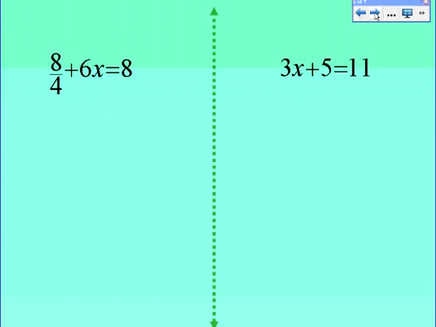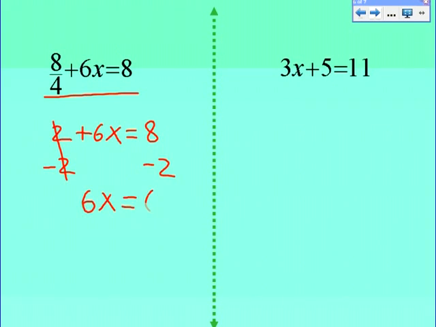All right. In this one, we have 8 over 4 plus 6x equals 8. The first thing you should do is simplify. 8 over 4 becomes 2, and rewrite the rest of the equation. Now, as you remember, we should work on the 2 first before the 6. Since it's a positive 2, we should subtract from both sides. Cancel. 6x equals 6. Now to get rid of the 6, we have to divide.